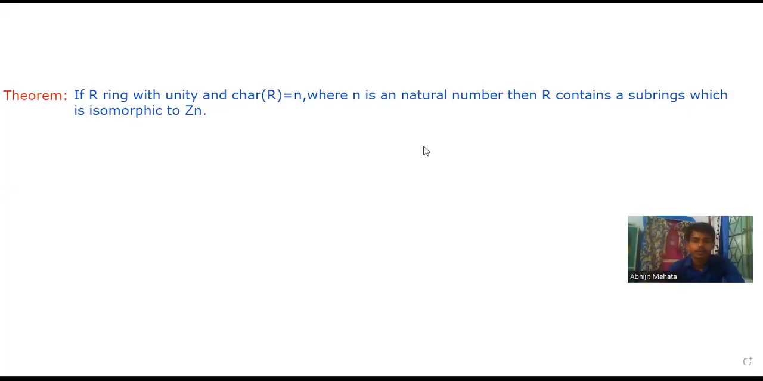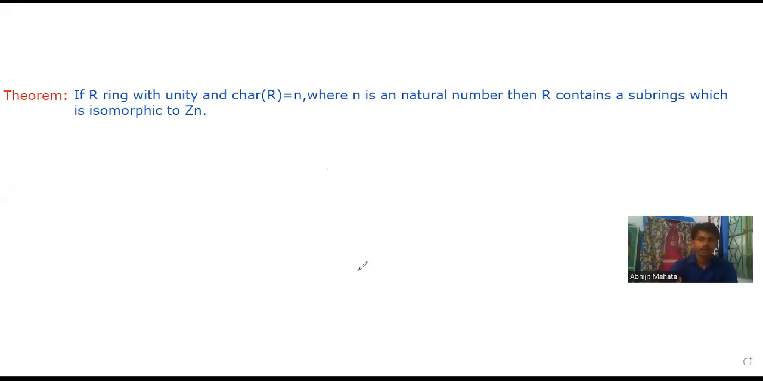Hello, so today we'll see a very beautiful problem from abstract algebra. So here I'm reading that problem. If R is a ring with unity, so very important it is, and the characteristic of R is n, where n is a natural number, then R contains a subring which is isomorphic to Zn.